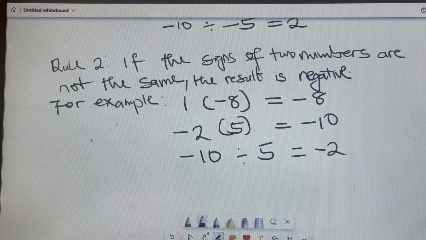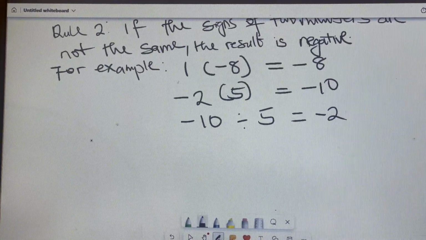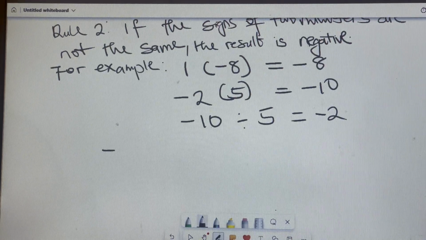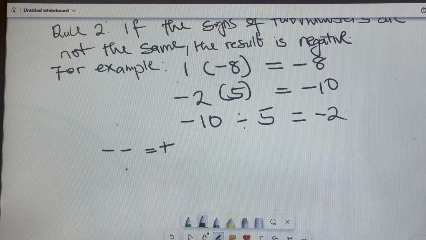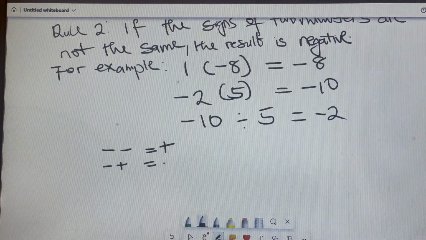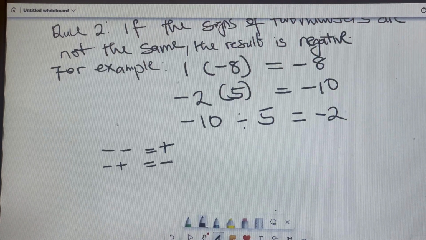So have this at the back of your mind. Wherever you see negative negative together, it means positive. And whenever you see negative positive, it means negative. We're going to do some questions now, just to apply what we've learned so far.